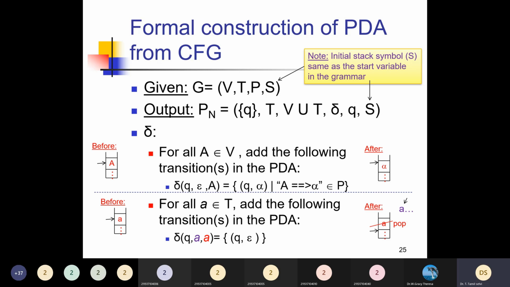So this is the transition function. For all A which belongs to V, where V is the set of non-terminals, add the following transition into the PDA. So we have to see here, capital A is the top of the stack, which is nothing but the non-terminal. Instead of that, we have a production capital A tends to small a. So we have to replace this particular non-terminal with the right hand side of the production. In the right hand side, we have only one symbol, small a. So we are replacing A with small a here.